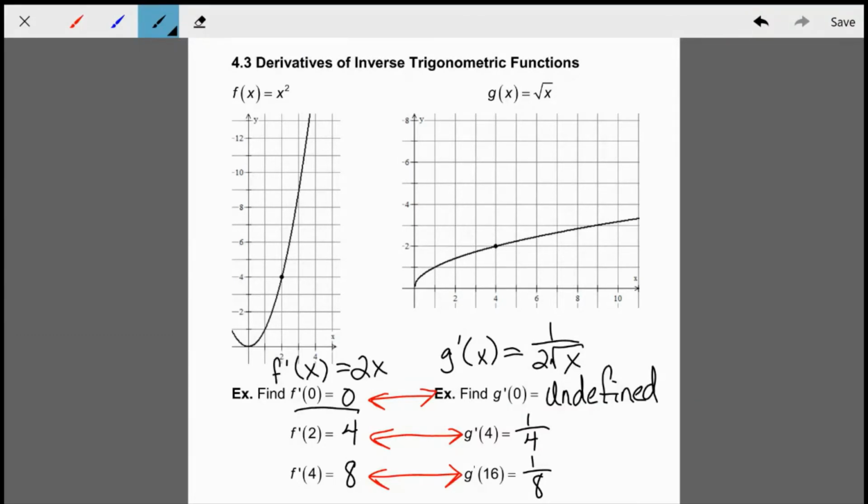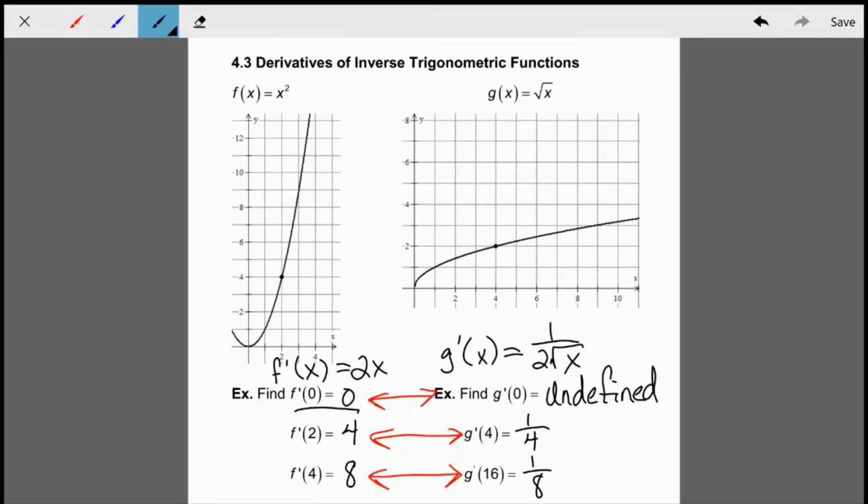The point 2 on the f function corresponds to the point 4 on the g function, because 2 plugged into the f function gives me an output of 4. And notice the relationship between the slopes. I have a slope of 4 for f prime at 2, and I have a slope of 1/4 for g prime at 4.